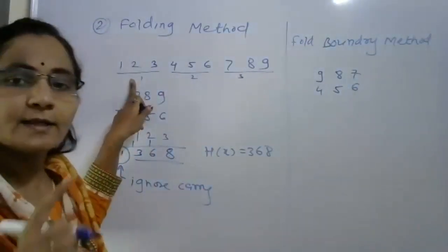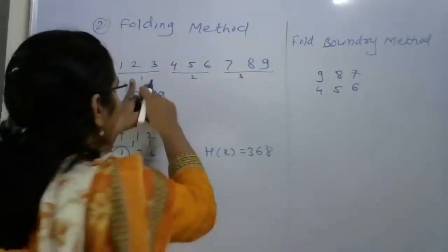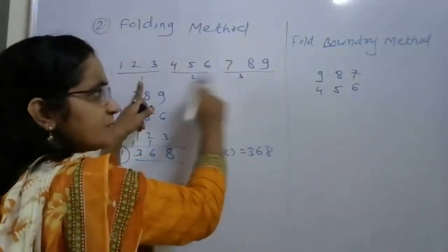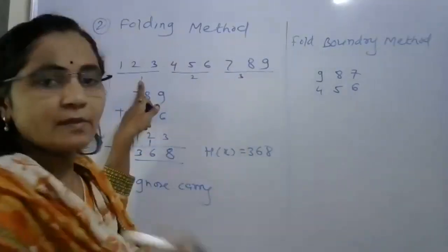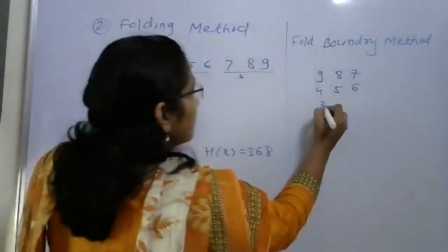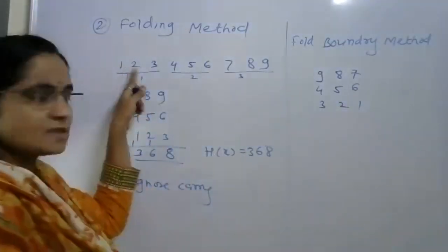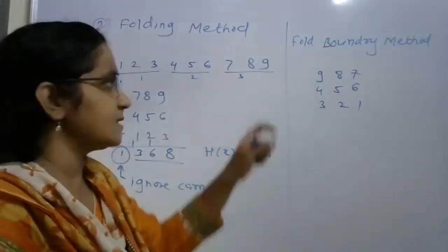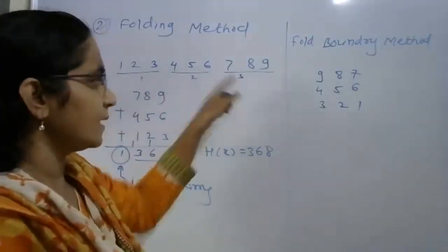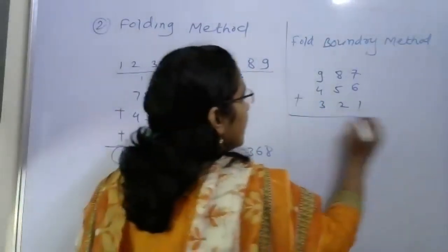And the third part is also a boundary part. Boundary parts 1 and 3 mean first and last, so you reverse the digits. The digits are 3, 2, 1, because our part is 1, 2, 3. You reverse the digits of the boundary parts 1 and 3, and then you do the addition and ignore the carry.